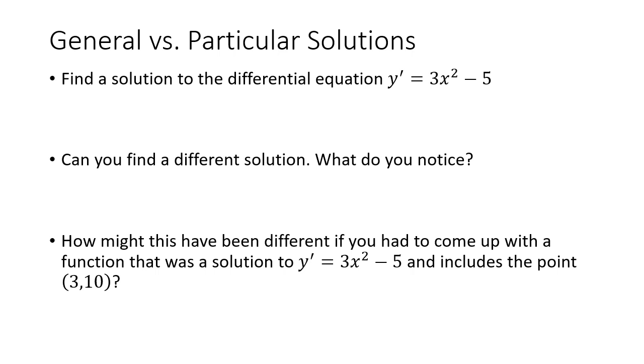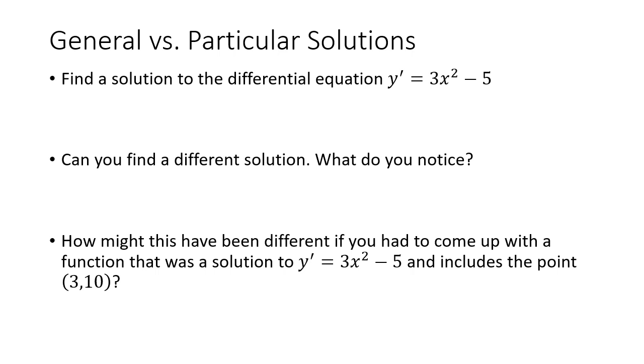So first of all, to find a solution to the differential equation y prime equals 3x squared minus 5, we are undoing a derivative. To undo a derivative, you can take an integral. So we can think of doing this as the integral of 3x squared minus 5. Or, on a similar note, we can think of this as finding a function whose derivative is 3x squared minus 5.